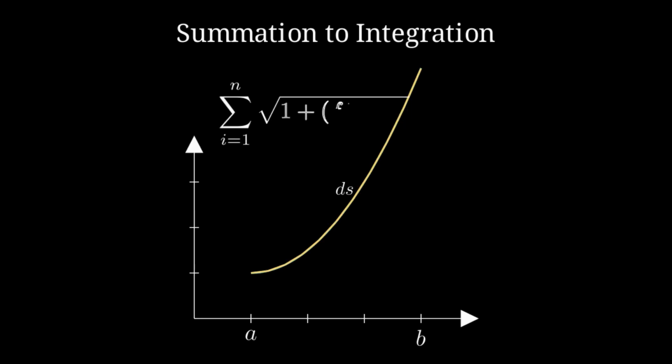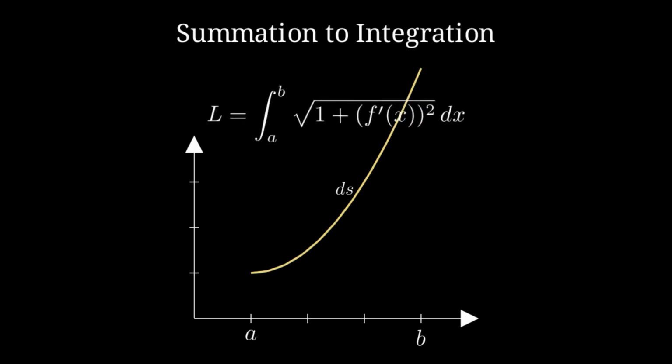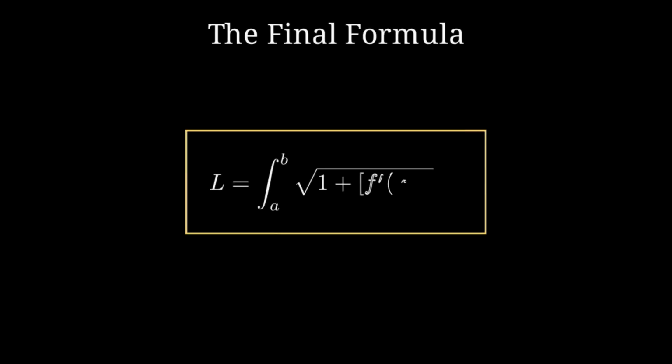In calculus, this infinite sum is represented by the definite integral from our starting point A to our ending point B. This is the arc length formula. It calculates the exact distance along a smooth curve by integrating the square root of 1 plus the square of the function's derivative over the desired interval.